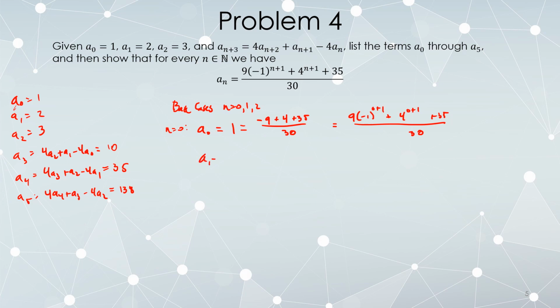Next, for a sub 1, we're given that it's 2. We are hoping that it's 9 times negative 1 to the 1 plus 1 plus 4 to the 1 plus 1 plus 35, all over 30.